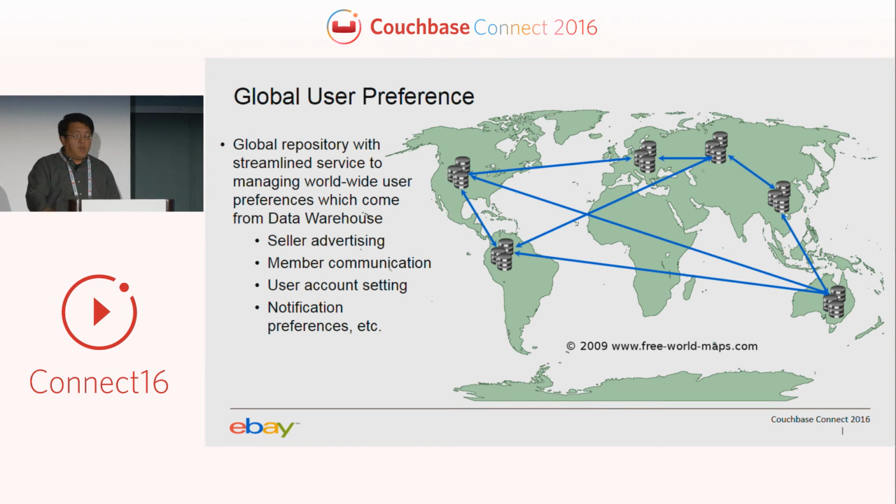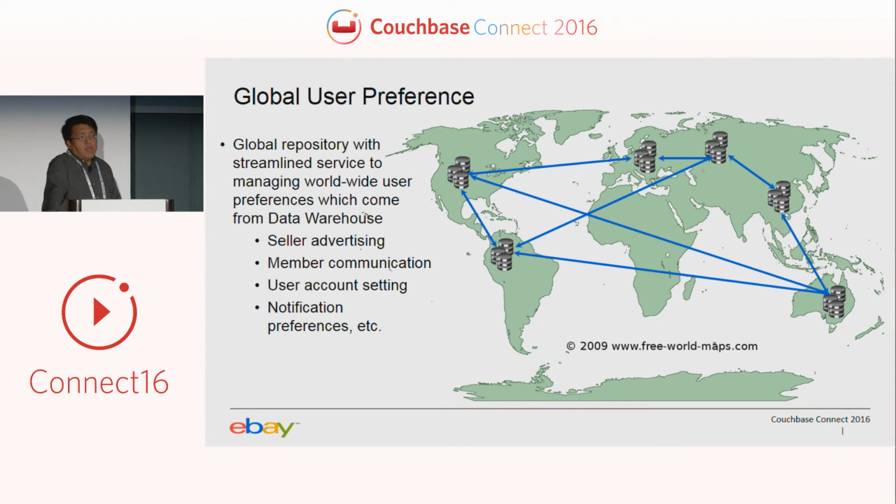Here's one example. It's what we call the global user preference. So we have a Couchbase cluster. We stored all the users' preferences about seller advertising, member communication, user account settings, etc. So this is a kind of caching in front of the data warehouse.